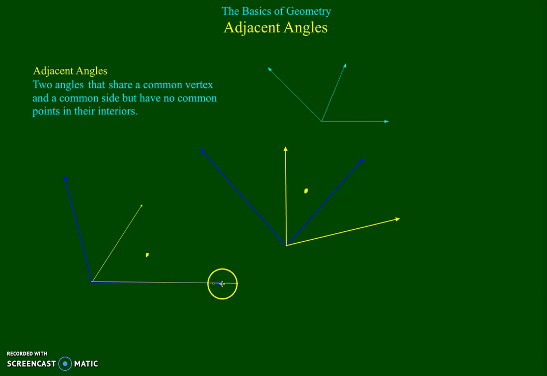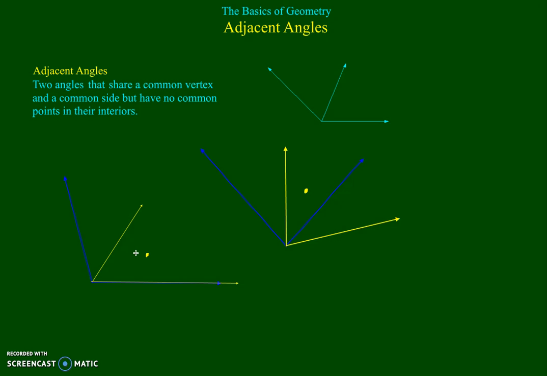Now for our next example, we have only one rule being violated. Here we have two angles that share a common vertex, and they happen to share this side. But notice this point is in the interior of both angles. It's in the interior of this angle and in the interior of this angle. Therefore, even though these have two of the three rules, it violates the third rule. These two angles do have a point in common in their interior, so these angles are not adjacent angles.